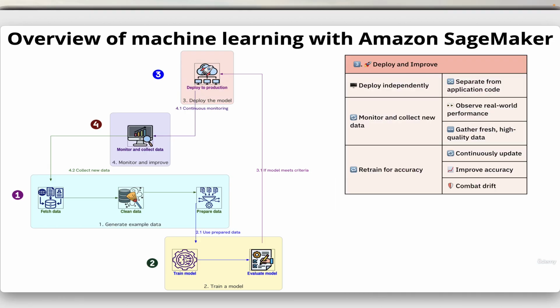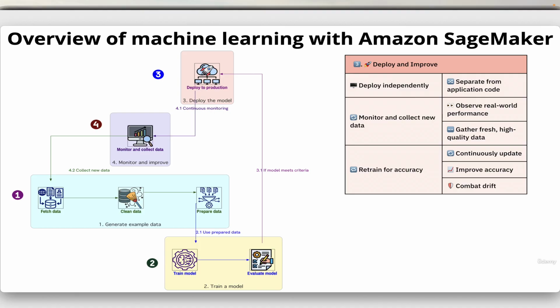Then after that you have these two stages, deploy and monitor. So deploy and improve. Inside that, you have the step deploy independently. You can use SageMaker to deploy the models separately from application code. So basically the prepared model is what you deploy separately. That does not have the code. It's a final executable, as we call it, and that gets deployed.